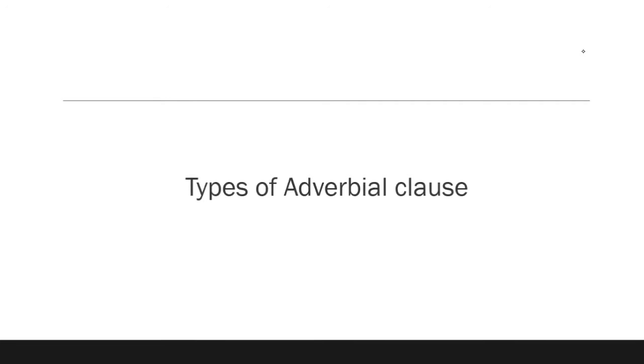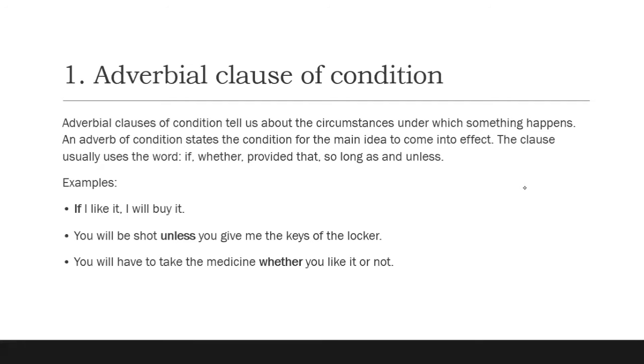Types of adverbial clause. Adverbial clause of condition. Adverbial clause of condition tells about the circumstance under which something happens. An adverb of condition sets a condition for the main idea to come into effect. The clause usually uses the words if, whether, provided that, so long as, and unless.